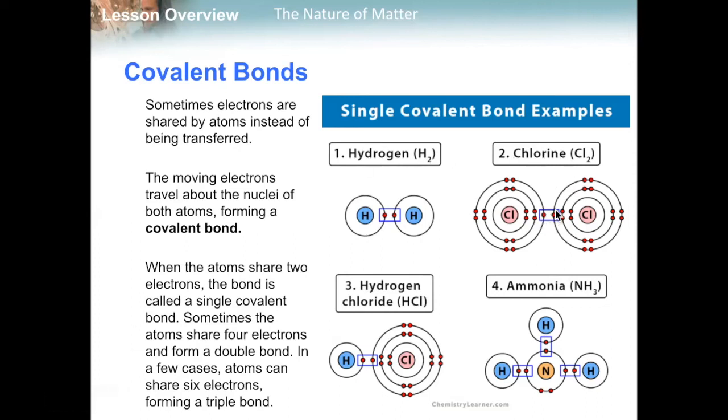So here is a single covalent bond. Chlorine was missing one, so the two chlorine atoms share one, completing the orbits of 8 for both. Here, hydrogen chloride: hydrogen has just one, needs one more to complete the first orbit of 2, and chlorine needs an extra one for 8. And ammonia, same idea: nitrogen was missing 3, so it shares one with hydrogen in 3 places.